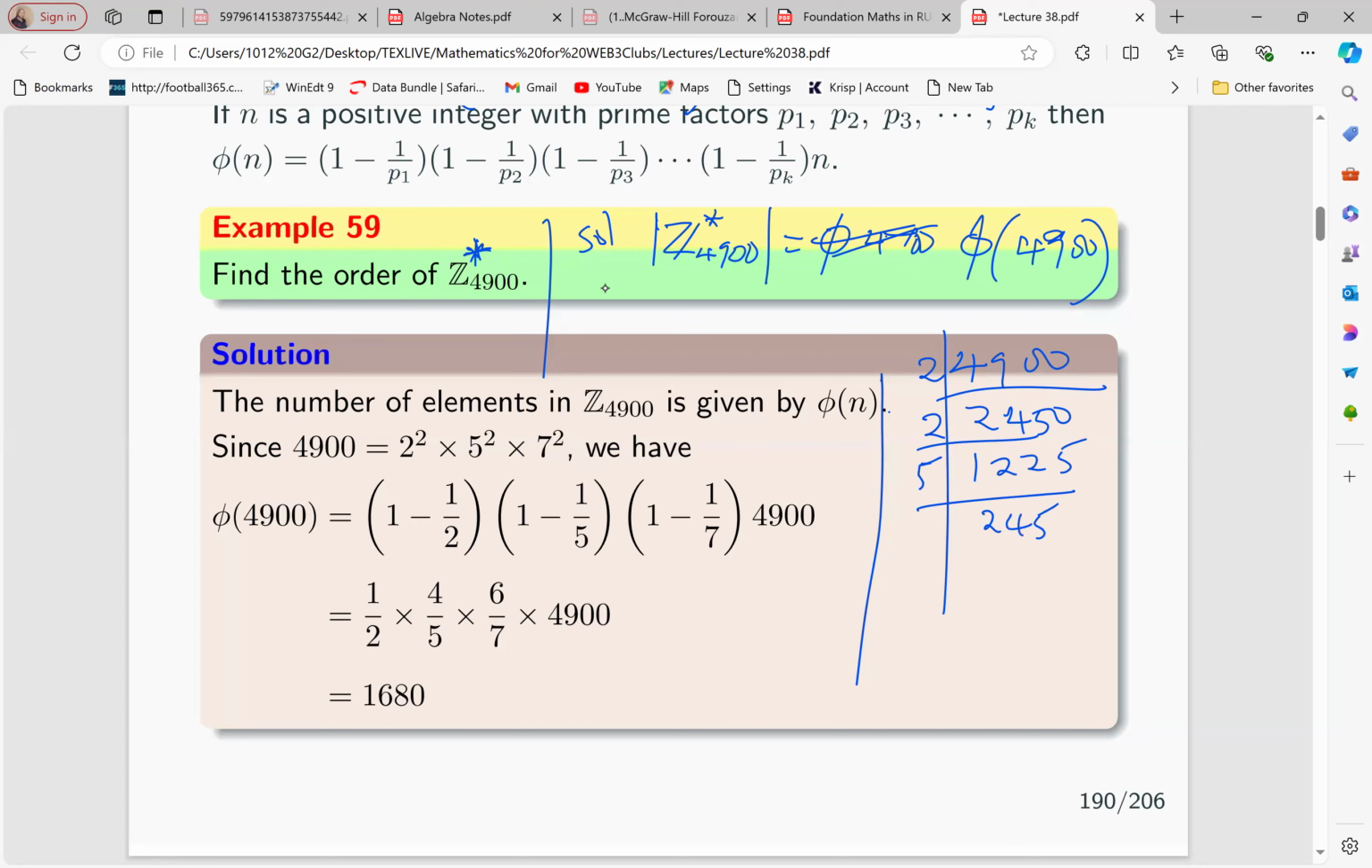And then 5 again is a factor, 49 times. 7 is a factor, and 7 is another factor. So how many factors do we have? I'm not talking about prime factorization. I'm just asking which numbers can divide this number. One of them is 2, another is 5, and another is 7. So these are the factors.